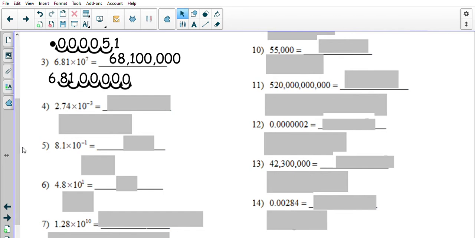Feel free at any point to pause the video, try some of these on your own if you feel comfortable. There's quite a few here. Number 4, 2.74 times 10 to the negative 3rd power. Negative exponent means I'm going to move it to the left. So 1, 2, 3 places to get 0.00274.